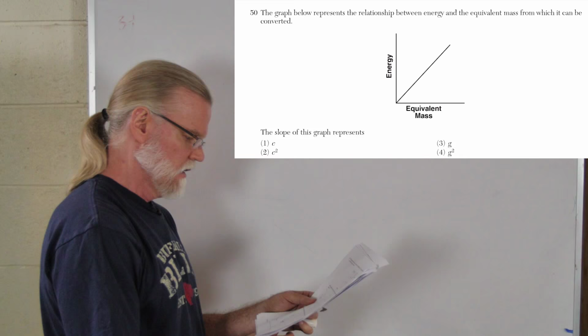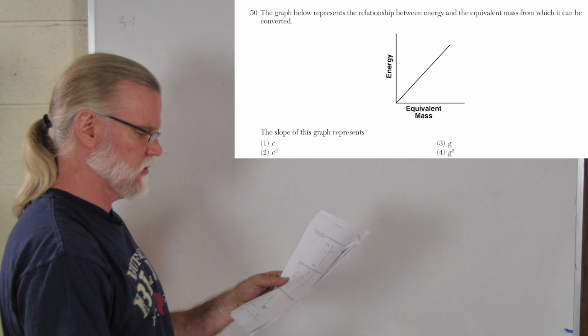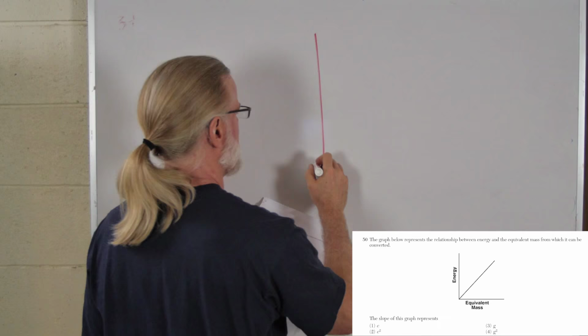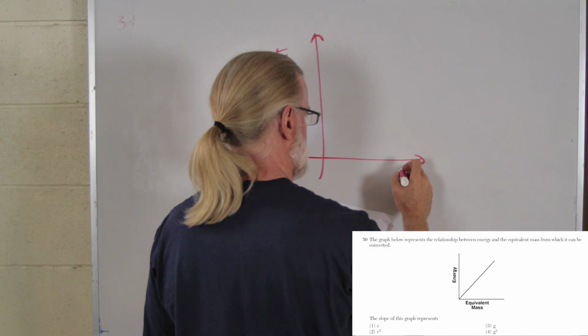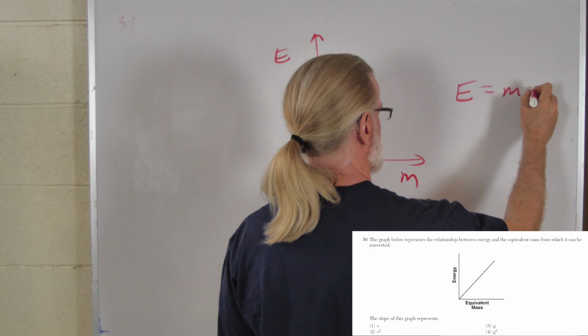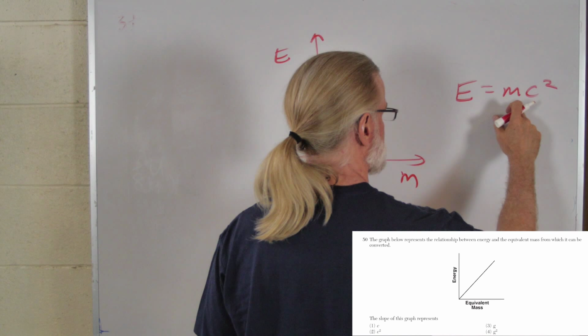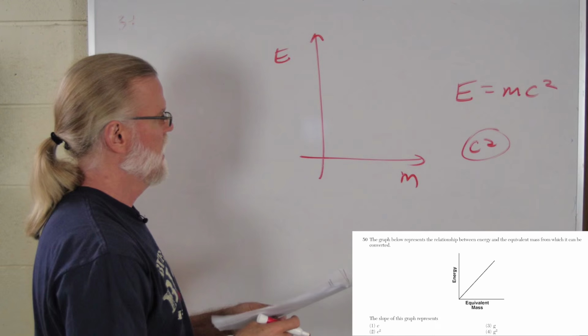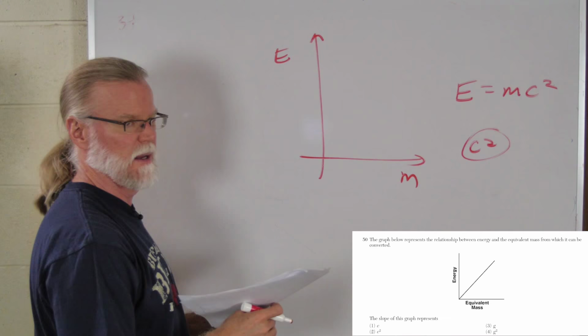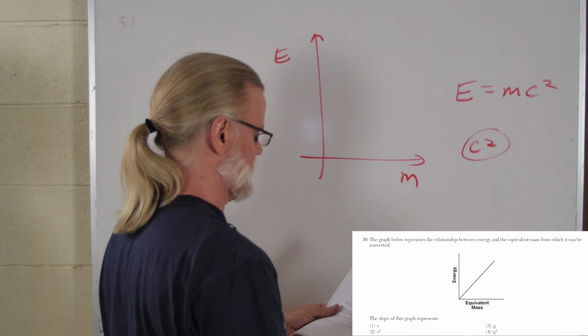The graph below represents the relationship between energy and equivalent mass from which it can be converted. What is the slope? Oh man, more graphing. We're going to use E equals mc squared. C squared is the slope. The speed of light squared is the slope: 9 times 10 to the 16th meters squared per second squared. And that's the end of B1.